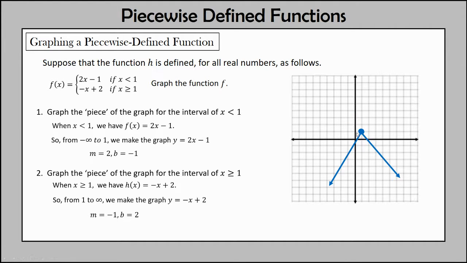Now notice I'm going to include 1 on this graph. Okay, so the rule allows me to fill this in, and it's filled in for the second piece of my graph.